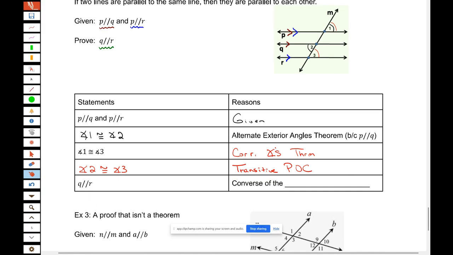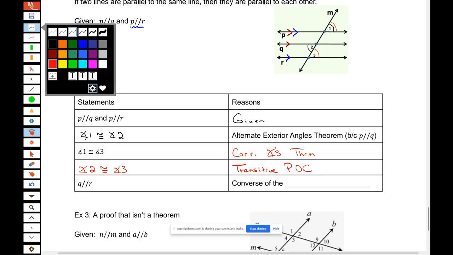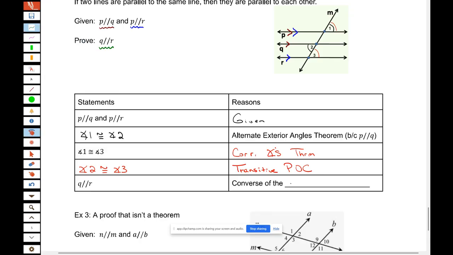All right, so if 2 is now congruent to 3 and they're alternate interior angles and they're congruent, that means these lines have to be parallel, by the converse of the alternate interior angles theorem. Okay, so now we have proven that parallel lines are transitive.